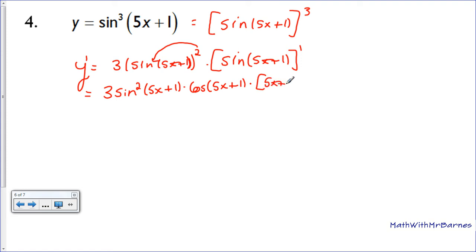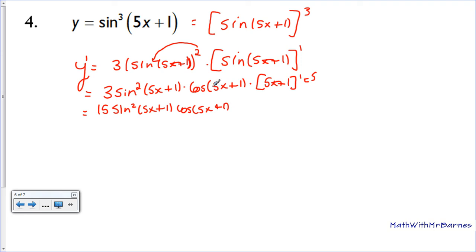So this is still a chain rule within a chain rule, so there's a little bit of work to it. And then the last step is to take the derivative of that guy right there, and I know it, that is 5, so I'll multiply just to save myself a step. That 3 times 5 is 15, so that's equal to 15. And then it's just sine squared of 5x plus 1, and then cos of 5x plus 1. And there it is.